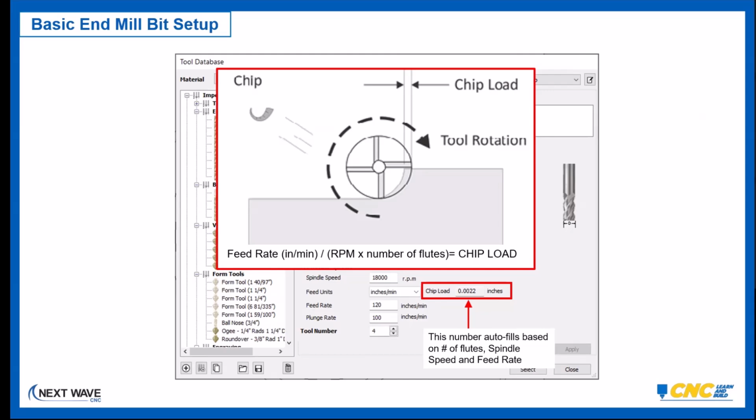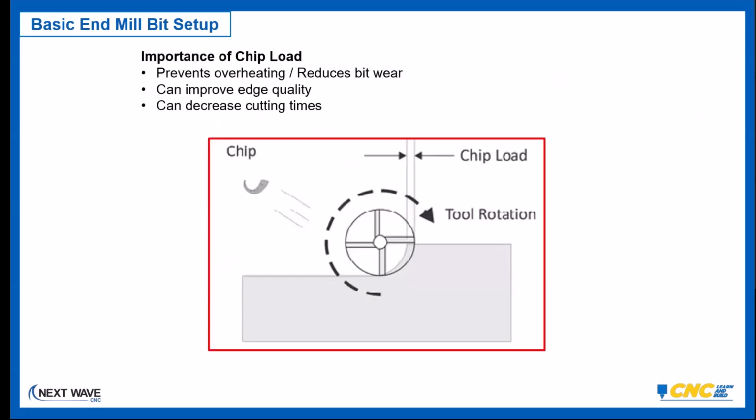And a chip load is literally the thickness of the chip, from a mass standpoint, that is coming off the wood. Now, there are other things that affect it, but using it as a guiding point is a really good way to hone your tool to get the best performance. And there are a couple of reasons why chip load matters. It prevents overheating, which reduces the wear on your router bit. It can improve your edge quality and decrease cutting time.